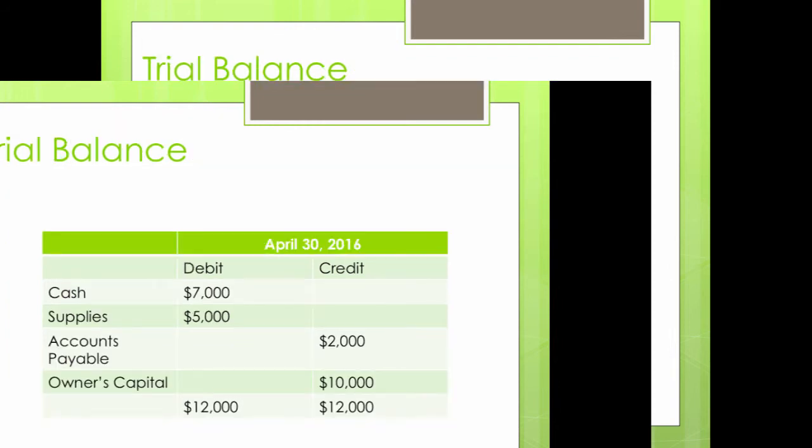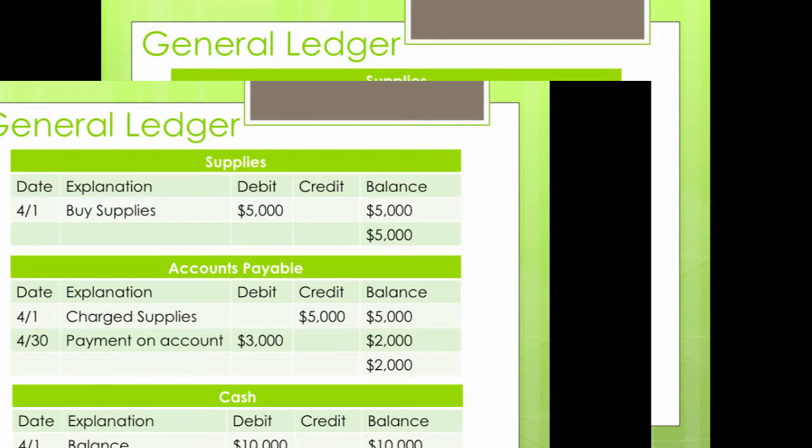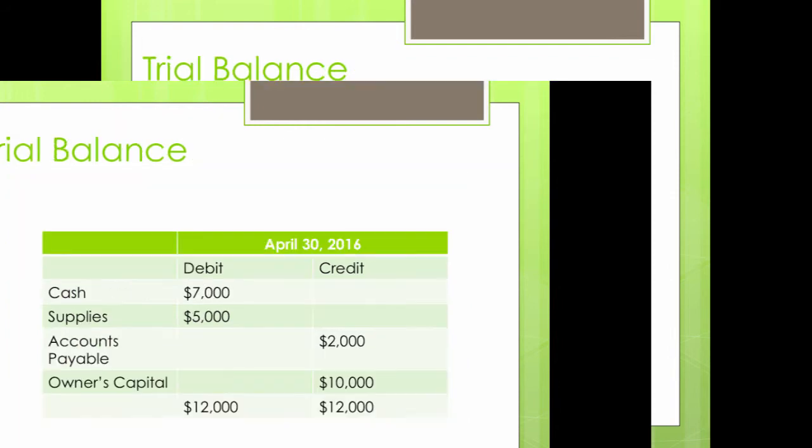Now you're going to check to see if you're doing everything right by doing a trial balance. And remember, a trial balance is just taking the balances on each of these accounts in the ledger and putting them all under one table for easy viewing and access. We have cash, supplies, and accounts payable.